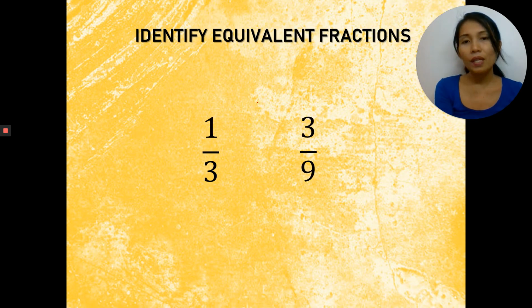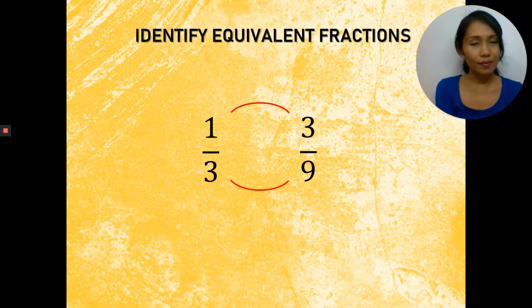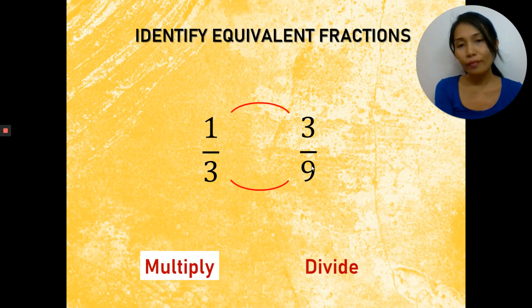Now let's identify equivalent fractions here. Okay, is 1/3 equivalent to 3/9? What do you think? Yes or no? Now to know that, let's try to multiply or divide. Okay, but this time let's try multiplication. So let's try to multiply. What are you going to multiply to 1 to get the answer 3? Of course, 3. So 1 times 3 equals 3.